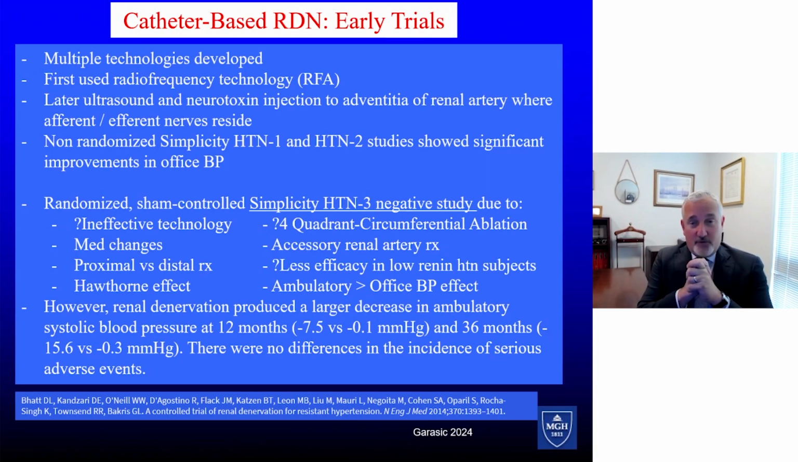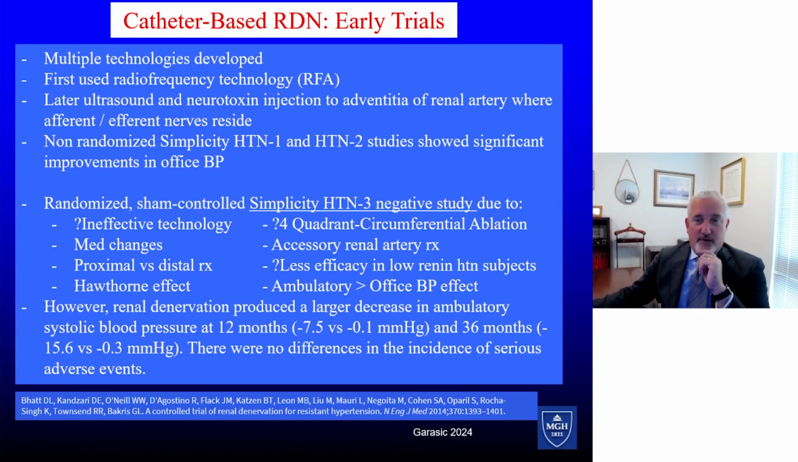So these were randomized, blinded, sham-controlled procedures, the first of which was the Simplicity Hypertension 3 study. This was using radiofrequency ablation technology, and it ended up being a negative study, and everyone scratched their head and said, geez, how could this be? And what we've come up with since then are a variety of potential issues at hand with Simplicity. The first is it could just be an ineffective technology. Maybe it just doesn't work.